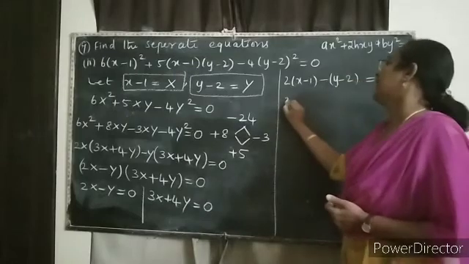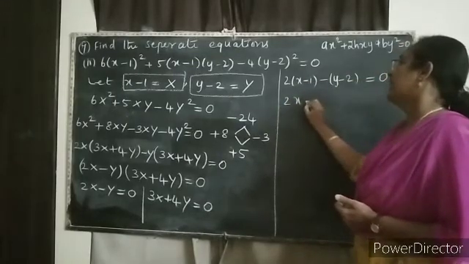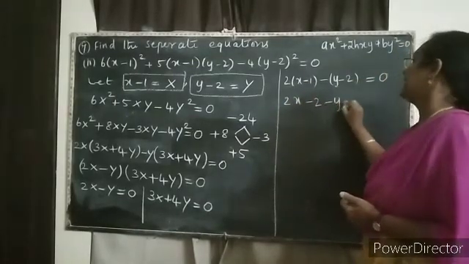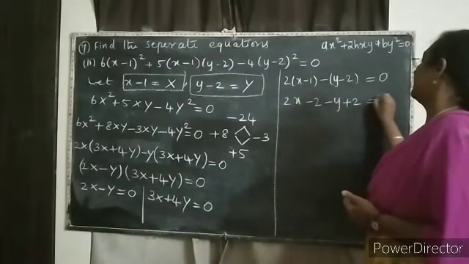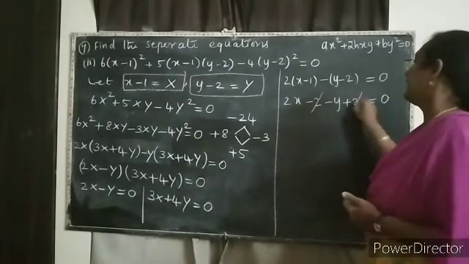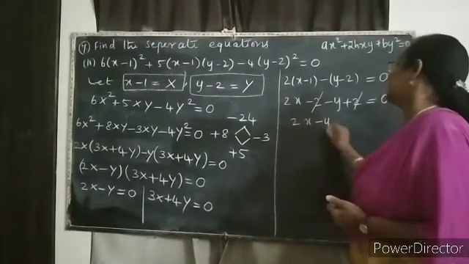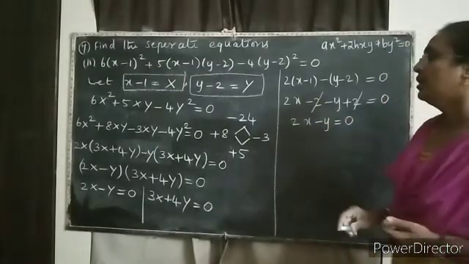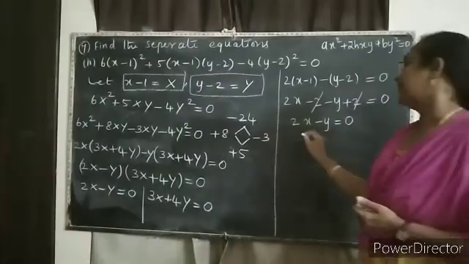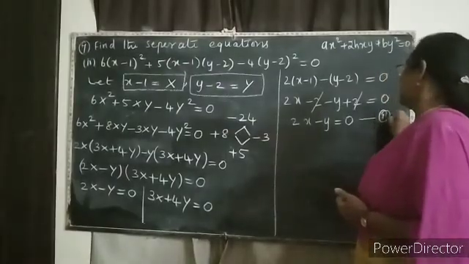So let us simplify it. So 2 into x, 2x minus 2 minus y plus 2 is equal to 0. Now plus 2 and minus 2 is getting cancelled. The first equation is 2x minus y equal to 0. Okay. Let's check the second separate equation. This is the first separate equation.